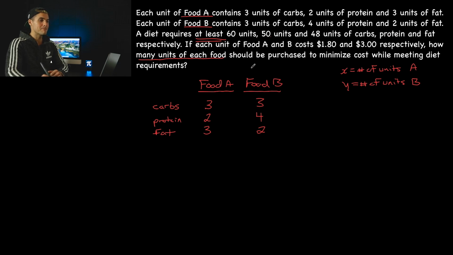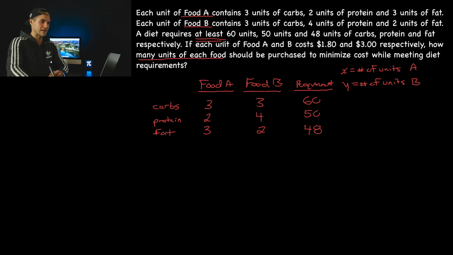So we have a minimum requirement of carbs, protein, and fat, right? So let's write this as the requirement. So what's the requirement for the carbs? Well, it's going to be 60 units of carbs. For the protein, it is 50 units. And then for the fat, it is the 48 units, like that.